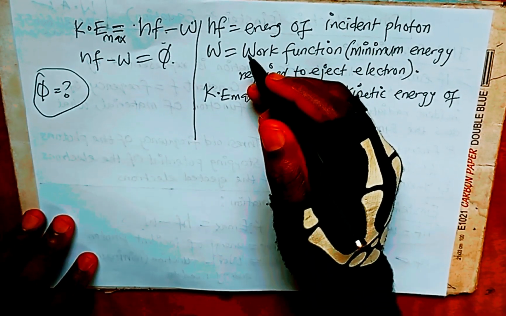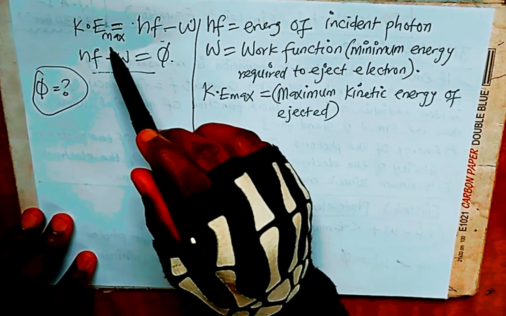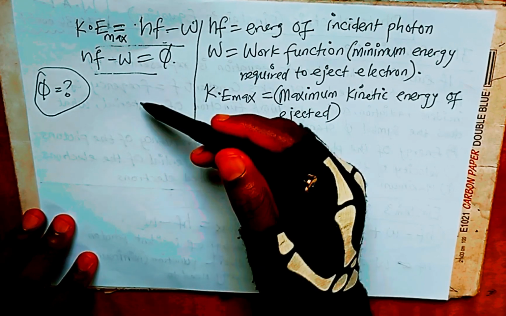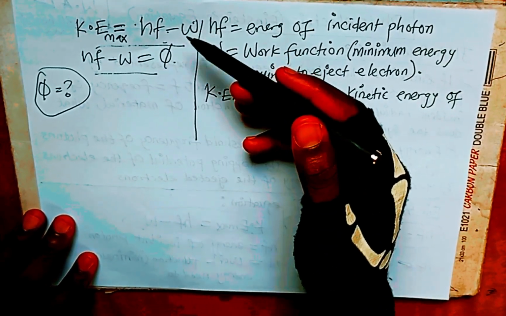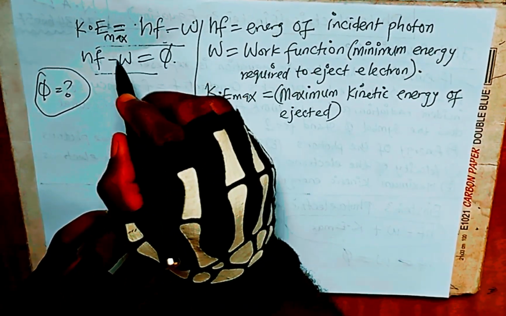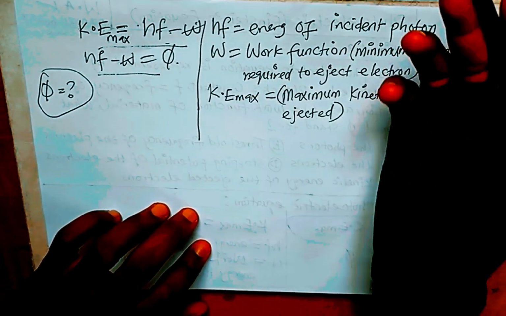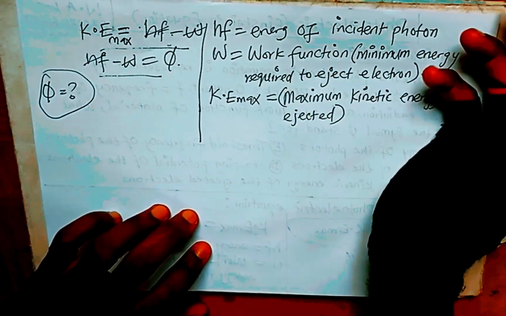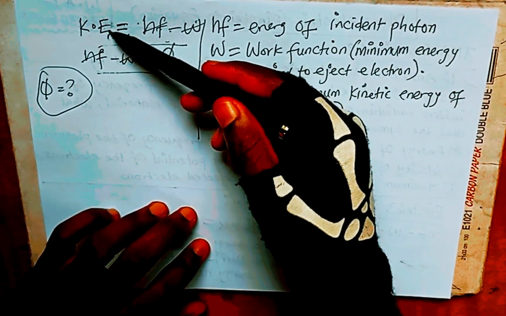Okay, so like I said before, we were given this one, and this one is the standard. So we have to compare both. Here now, W cancels W, they are the same thing. HF cancels HF because they are the same thing. So we are left with what? KE max and this thing.